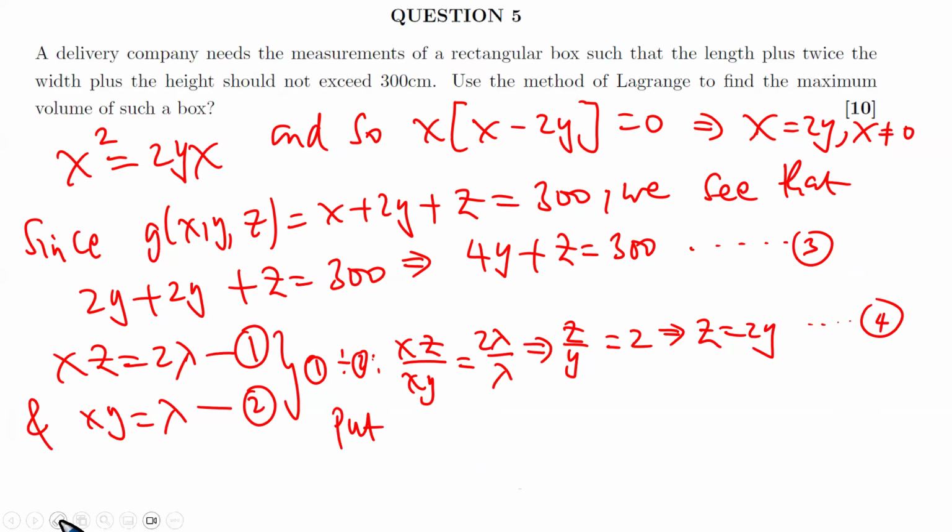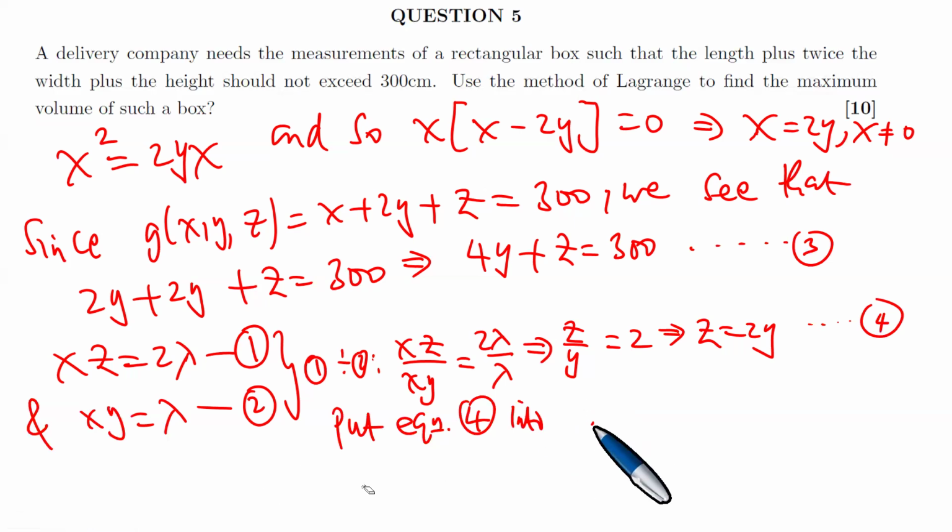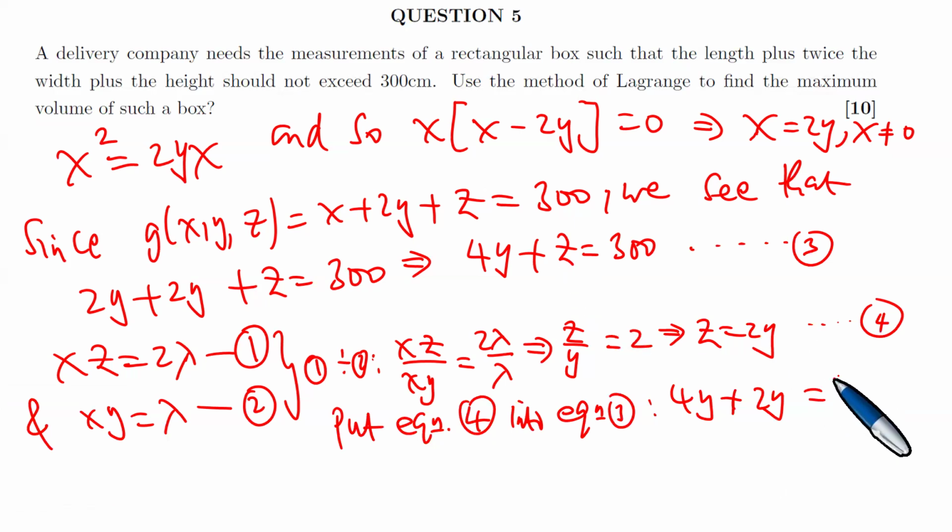It's common practice to write the things here. Put equation 4 into equation 3. Right, so you put equation 4 into equation 3. Okay, so we have 4y plus, what is that? Z is 2y, so equals 300. 6y equals 300.